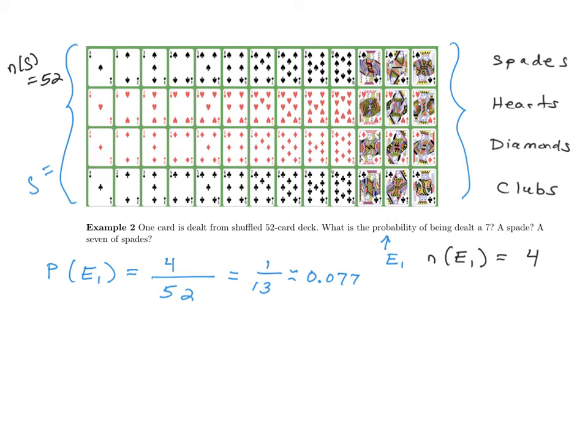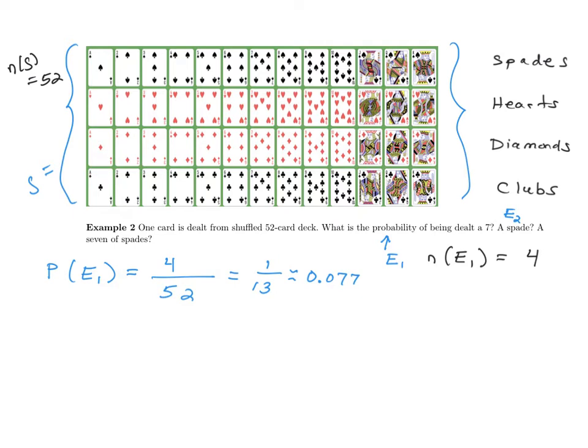I still do like to think of it as a percent. This is 7.7%. So that's the likelihood of being dealt this card if the deck is shuffled. What's the probability of being dealt a spade? So I'm going to let that represent event 2, if you are dealt a spade.